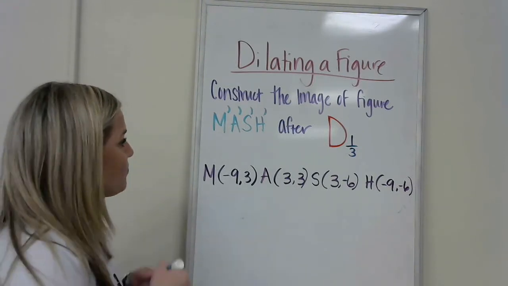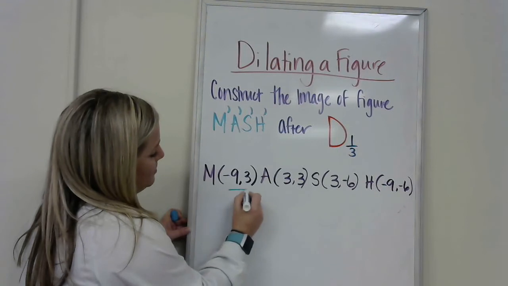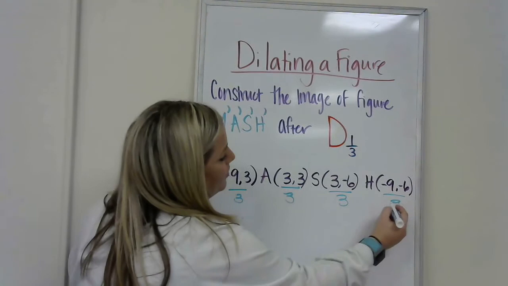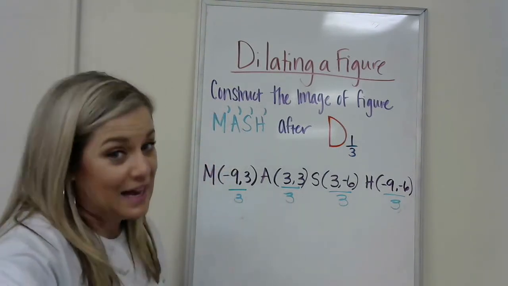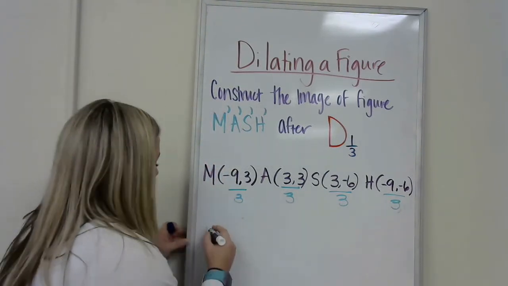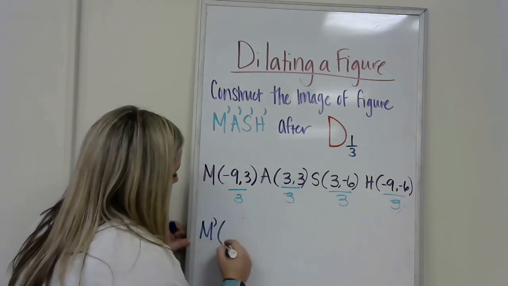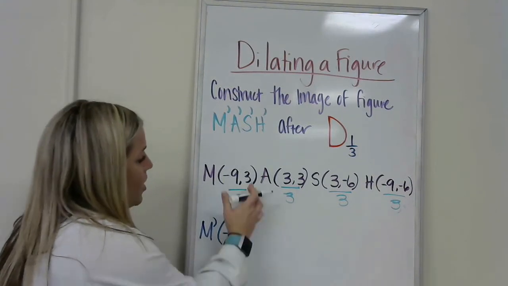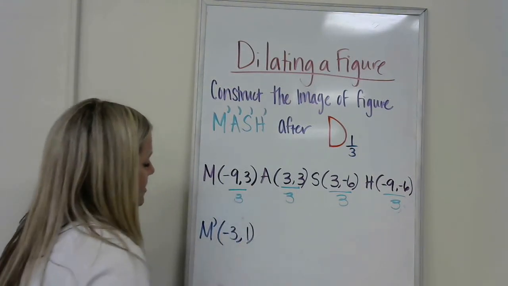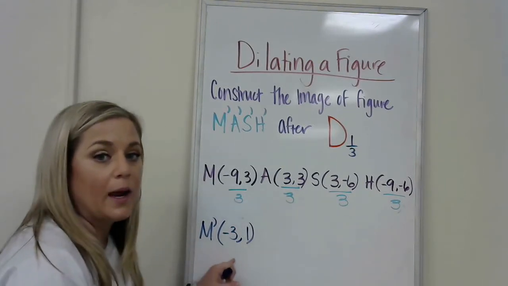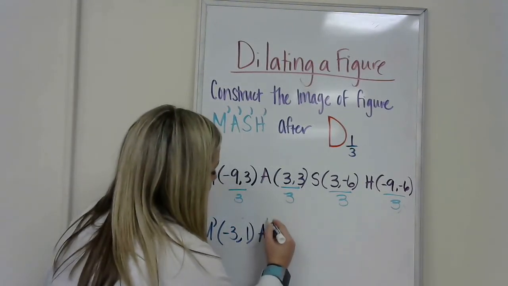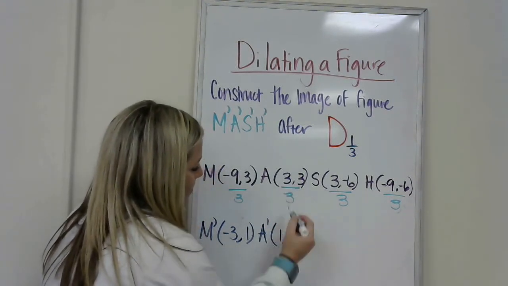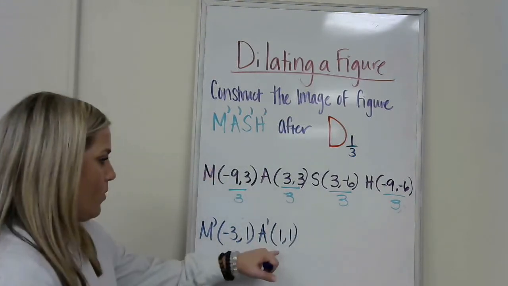I'm dividing all of these by 3, because that's easier for me. I can do all that mentally. So my M prime: -9 divided by 3 is -3, and 3 divided by 3 is 1. So M prime is -3, 1. A prime: 3 divided by 3 is 1, and 3 divided by 3 is 1. So that coordinate would be 1, 1.